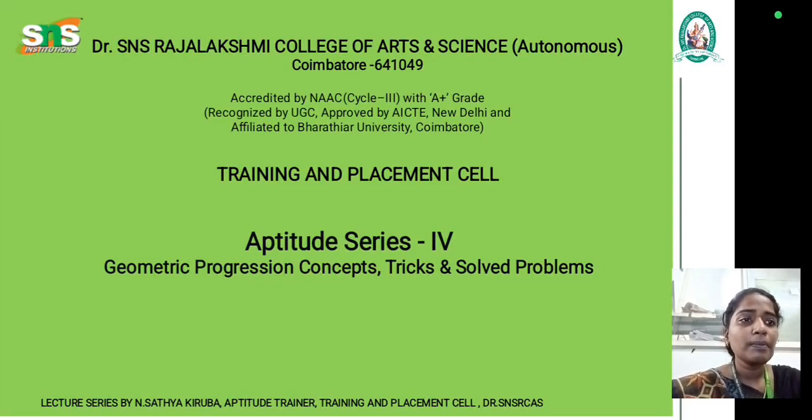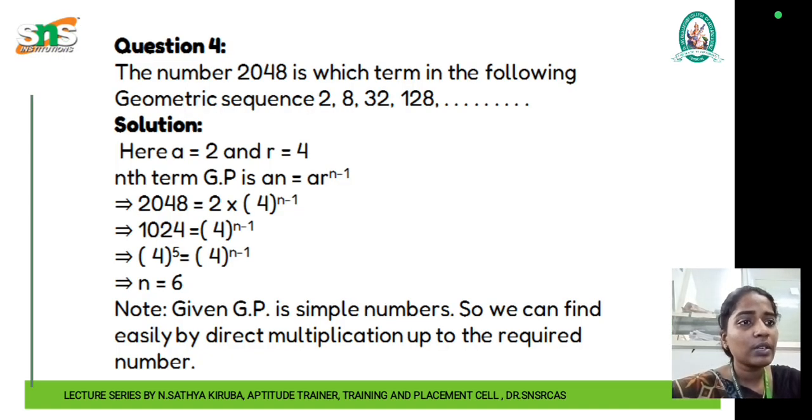Now, the geometric progression, its concepts, tricks and solved problems. Okay, we were watching 3 problems earlier. Now we shall watch 3 more problems which will include all the formulas which we have learned previously. Okay, so the first problem. The number 2048 is which term in the following geometric progression with ratio 2, 8, 32 and 128?